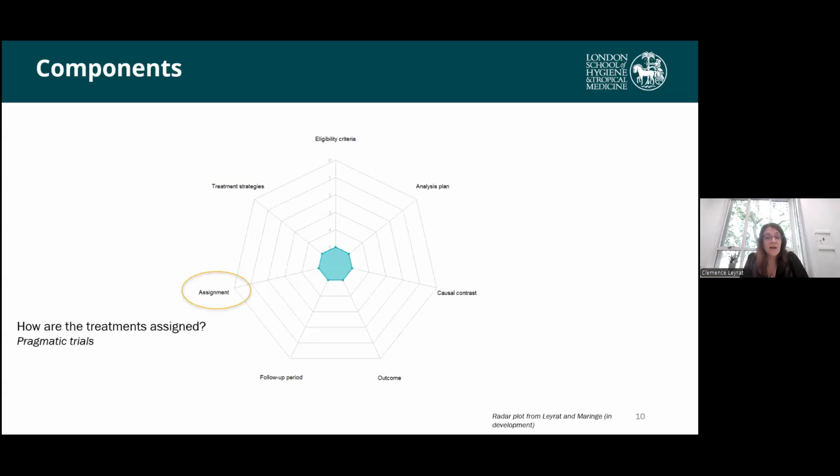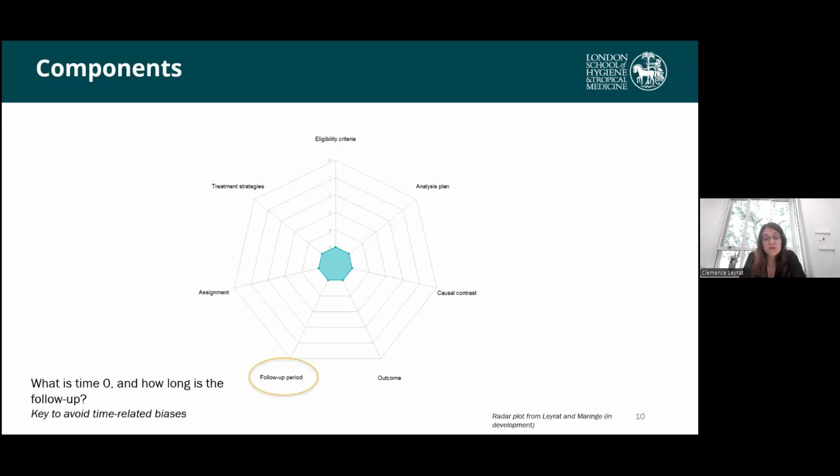We then define the assignment procedure. In the target trial, it will be randomization, but of course in the emulation, we'll do something else to emulate that. And often we are going to emulate pragmatic trials, and I will talk about that a bit later. We also need to define the follow-up period. So what is time zero? The start of follow-up, the duration of the follow-up, and so on. And this is very important to avoid time-related biases.